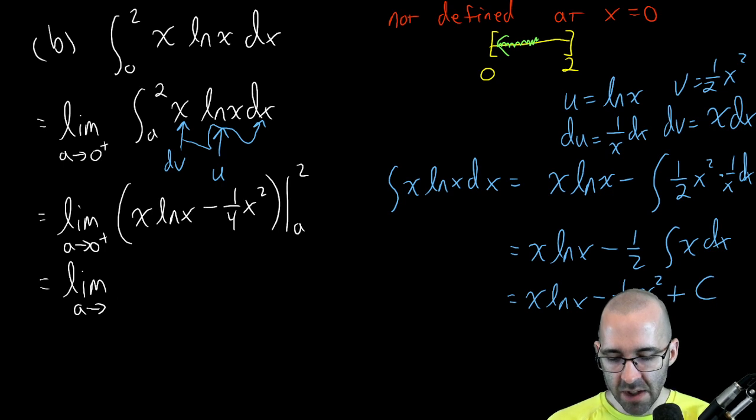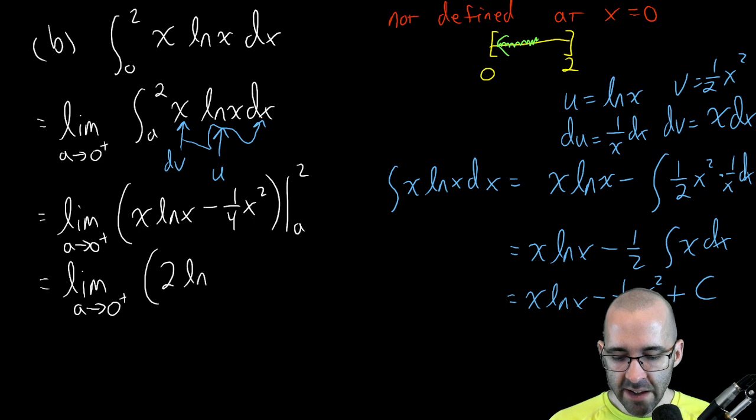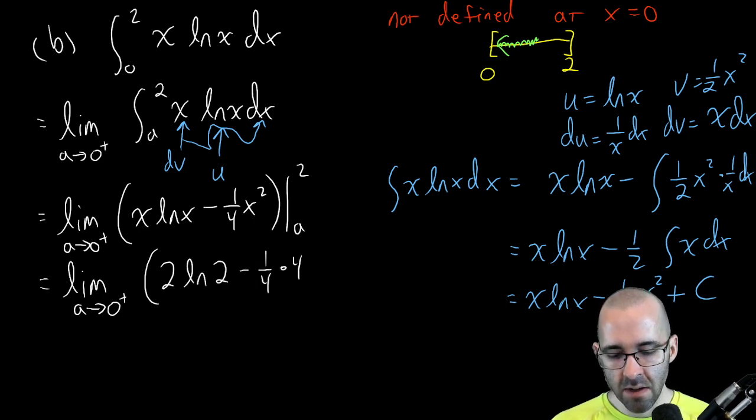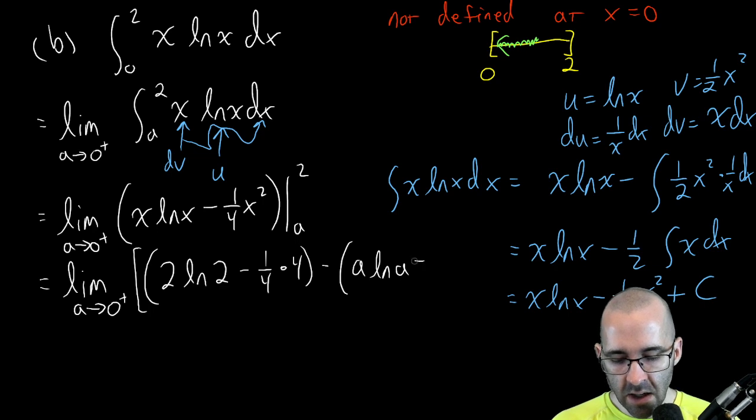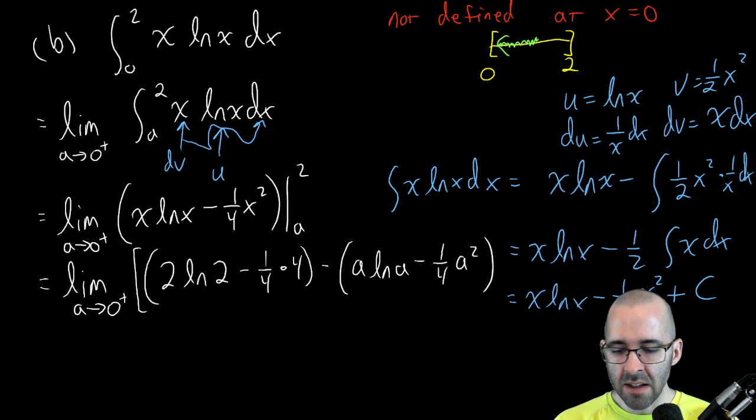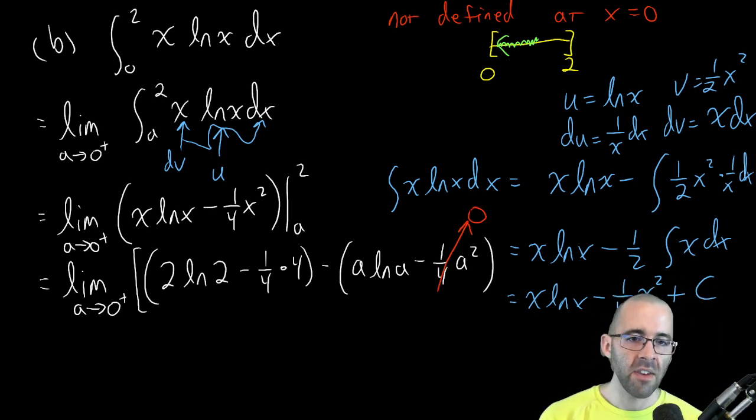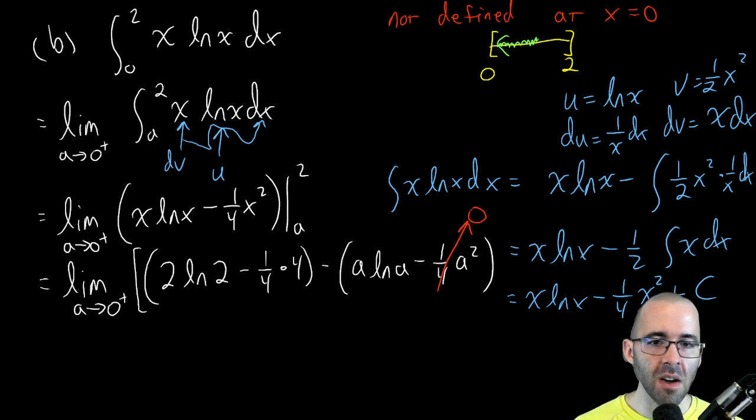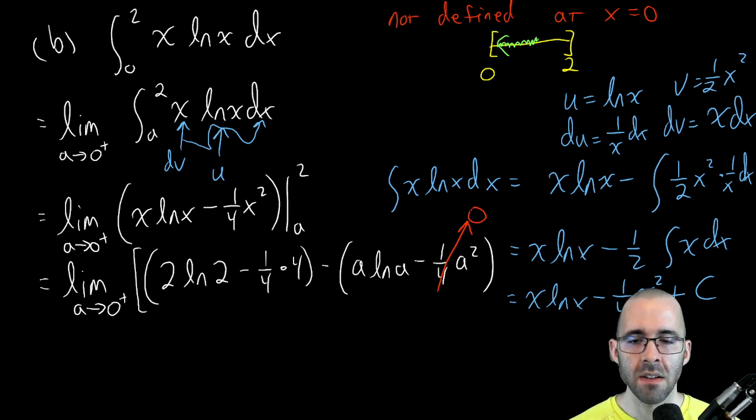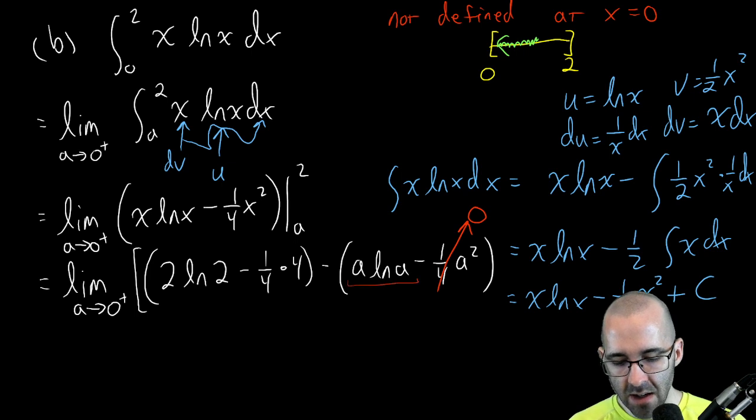Limit as a goes to 0 from the right. At 2, it's 2 ln 2 minus 1/2 2 squared. And at a, a ln a minus 1/4 a squared. So as a is going to 0, this guy is easy. If a is going to 0 from the right, a squared is going to 0. Great. What about this guy?